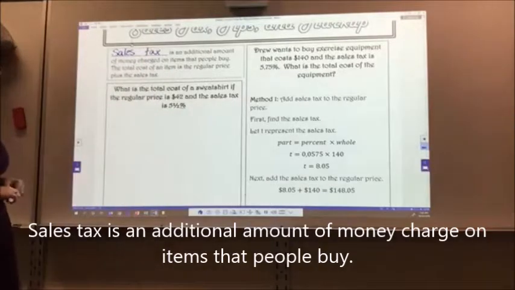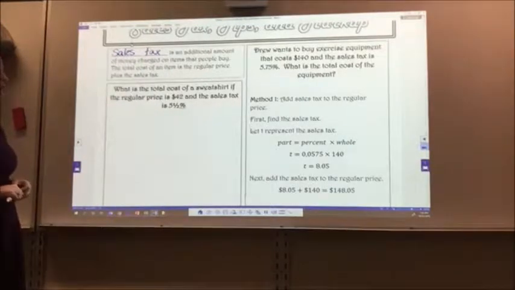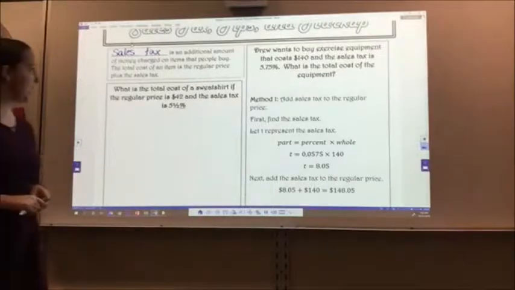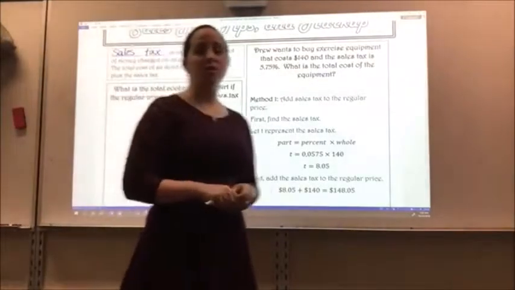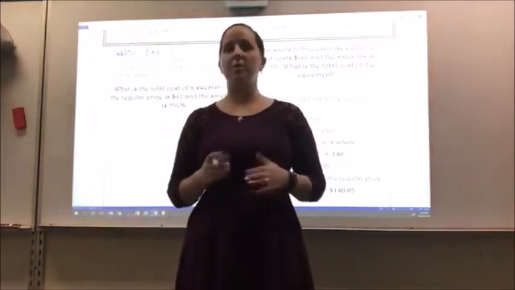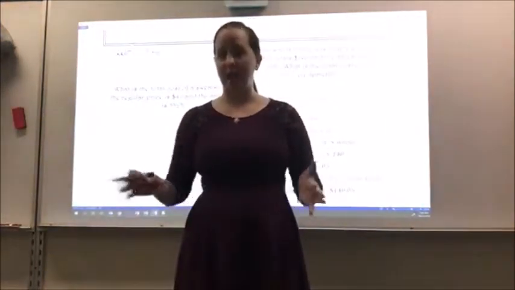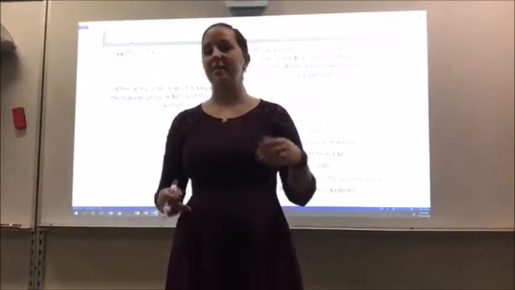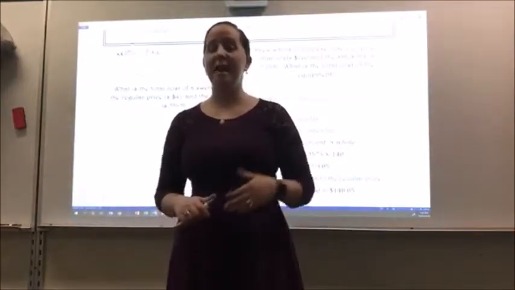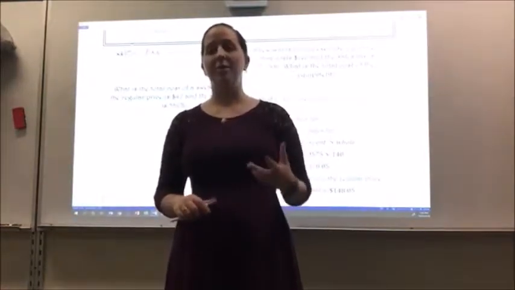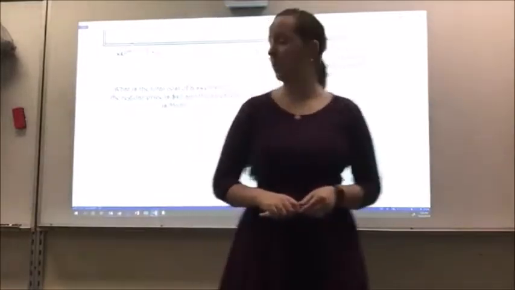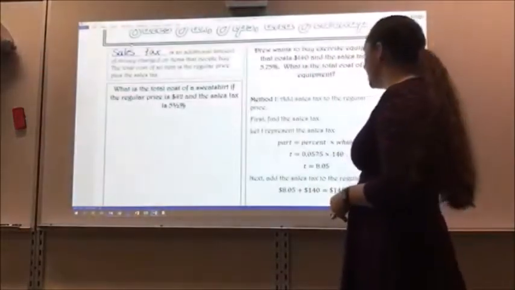So a sales tax is an additional amount of money charged on items that people buy. The total cost of an item is the regular price plus the sales tax. You use sales tax almost any time you buy anything. It's that 6 cents, 10 cents, dollar that's added to your bill. So let's take a look at an example.